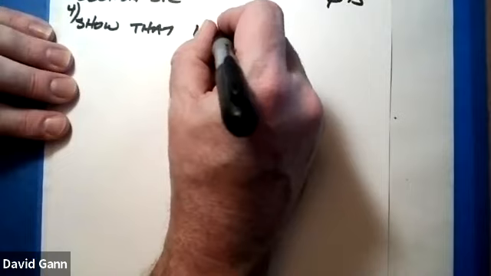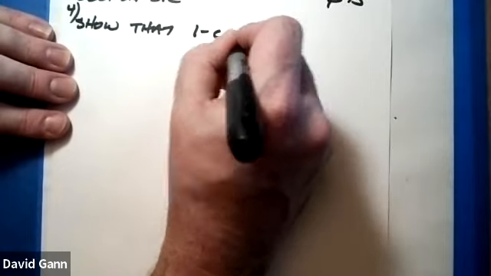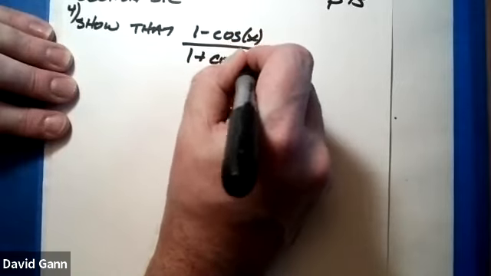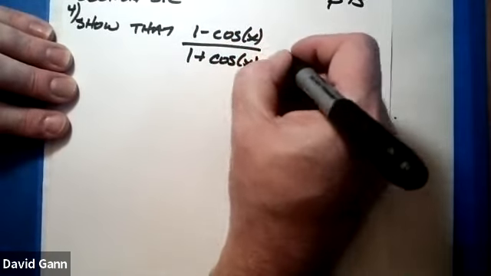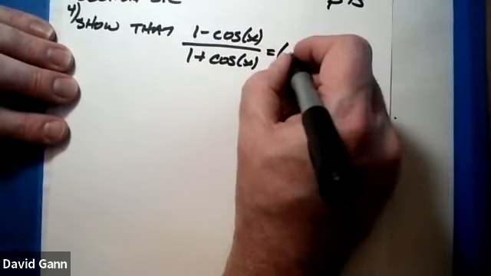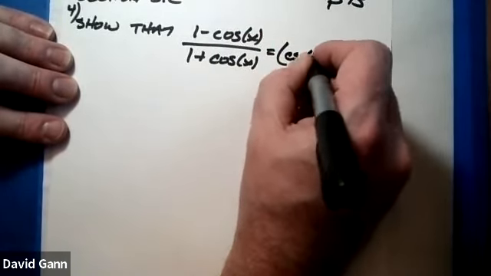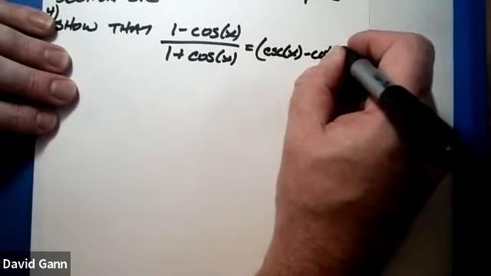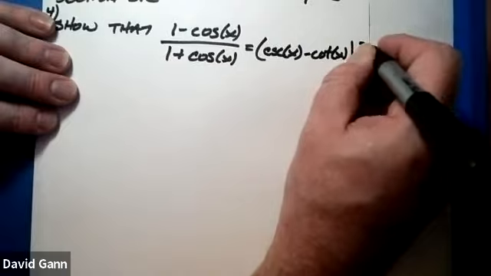Okay, 1 minus cosine of x over 1 plus cosine of x is equal to the perfect square, cosecant of x minus cotangent of x, quantity squared.